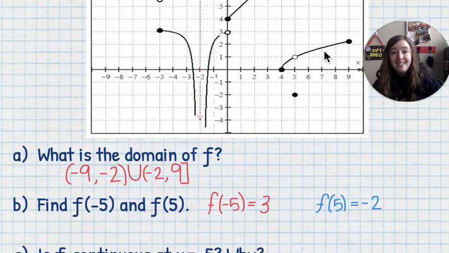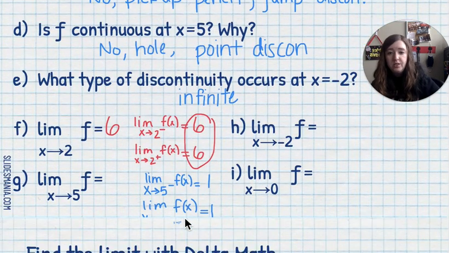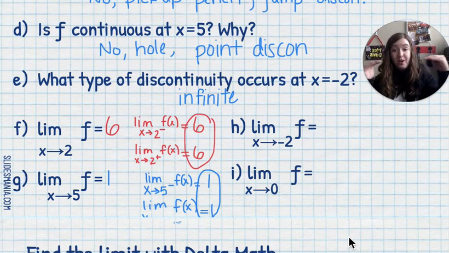From the right side over here, as we're coming in, my graph is getting closer and closer and closer to the y value of 1. So on the right side, my right-handed limit is also equal to 1. So since we're going to the same thing on both sides, that means that my limit does exist, and it's equal to that value of 1. Remember, we don't care what's happening at 5. We care what my graph is going to around 5.